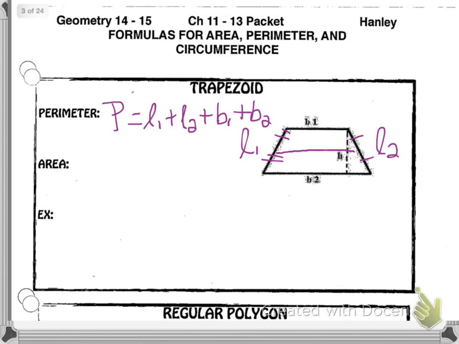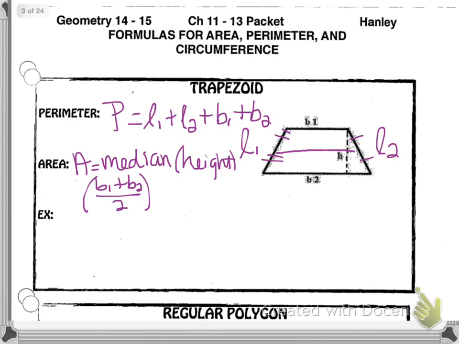Alright, and to calculate area, we have to calculate the median. So your area is your median times the height. And if you remember, to get a median, it's base 1 plus base 2 divided by 2. So it's the average of your bases times the height.